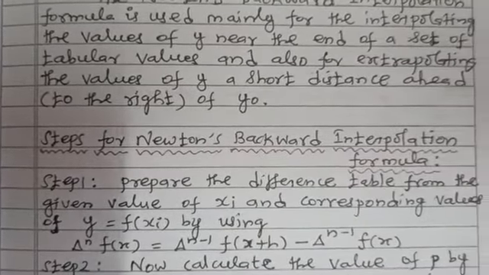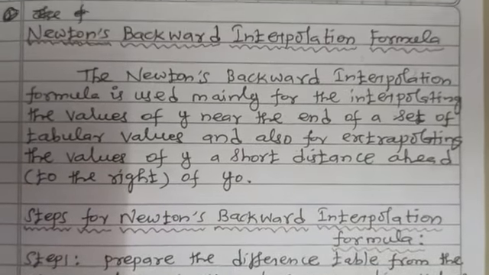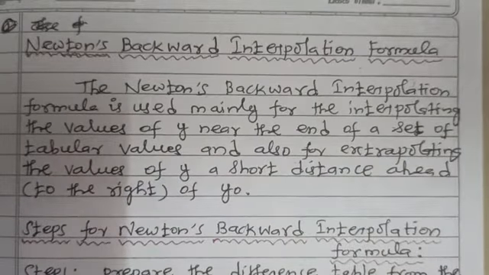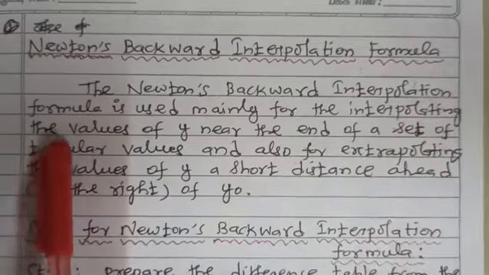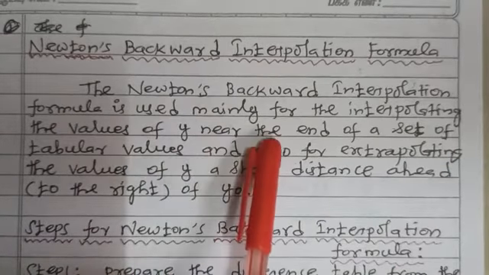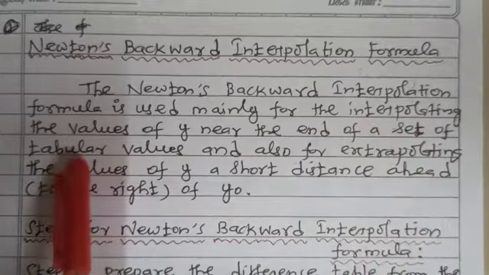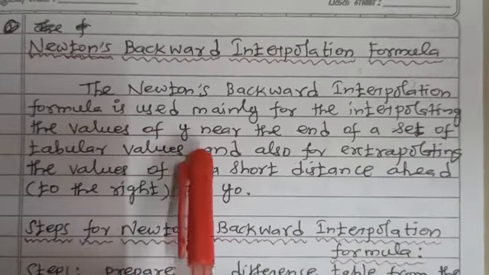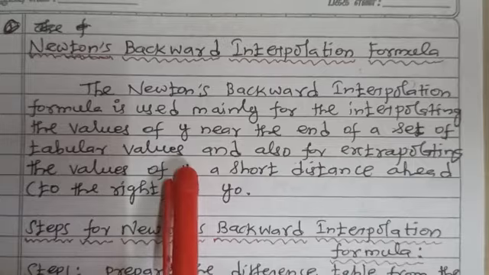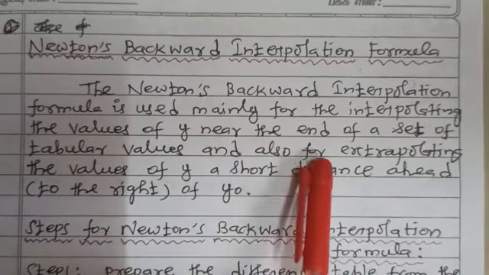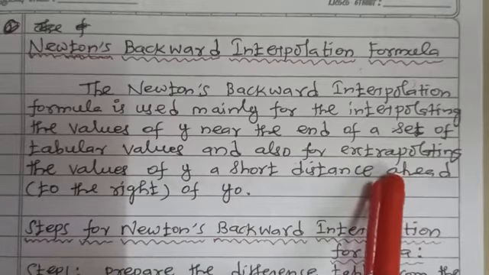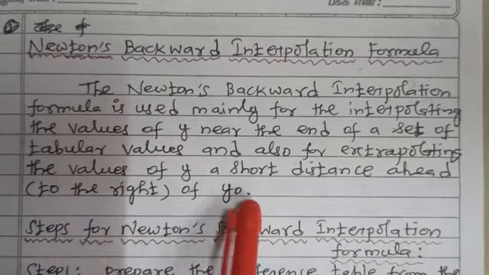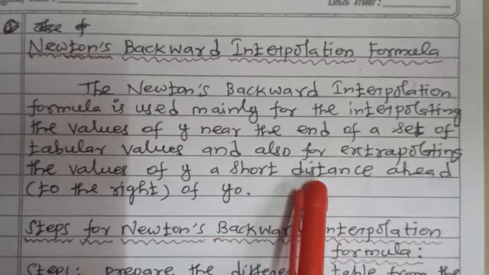Next, Newton's backward interpolation. The definition: it is mainly used for interpolating the value of y nearer the end of a set of tabular values, and also for extrapolating the value of y a short distance ahead of y naught.